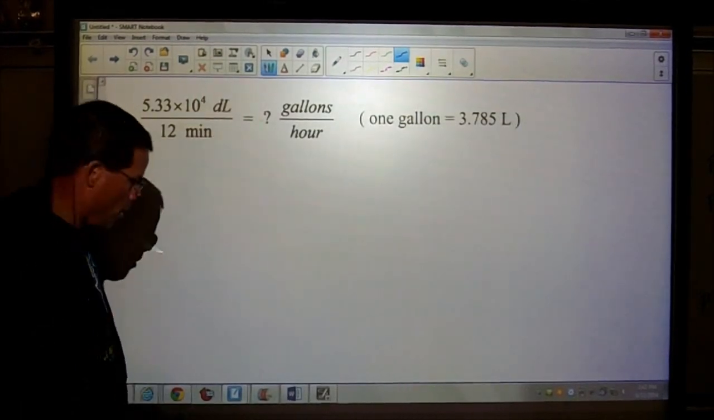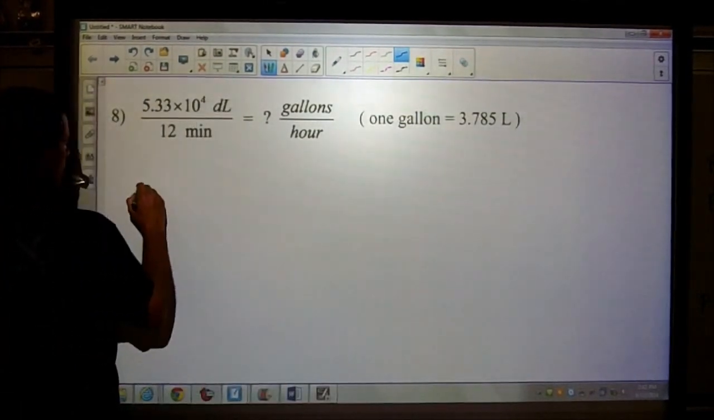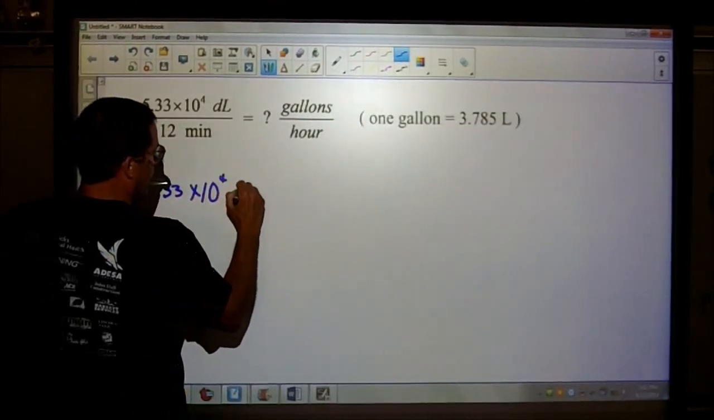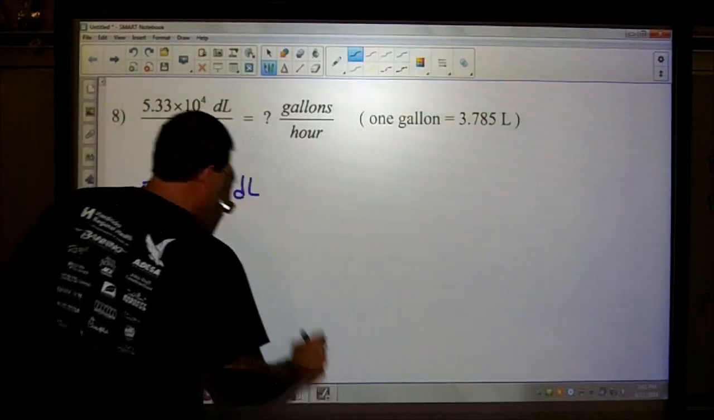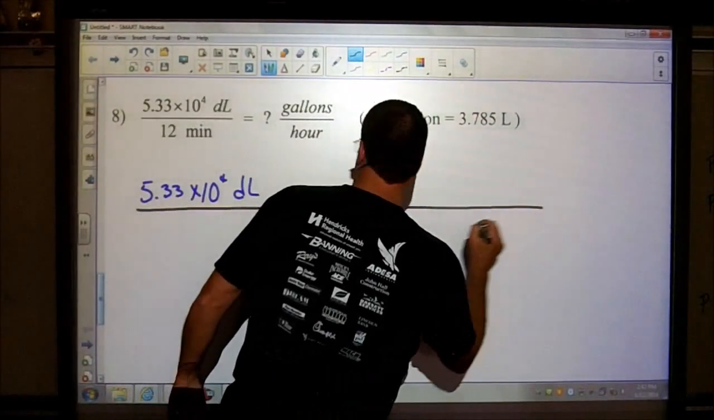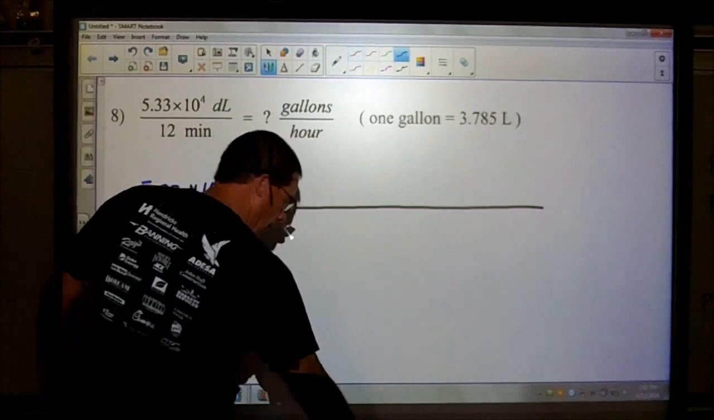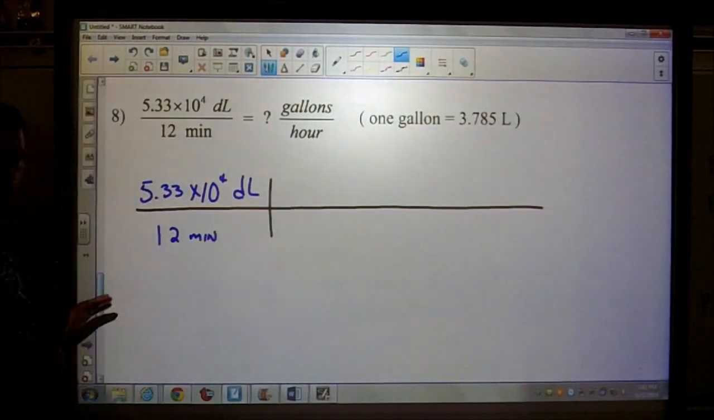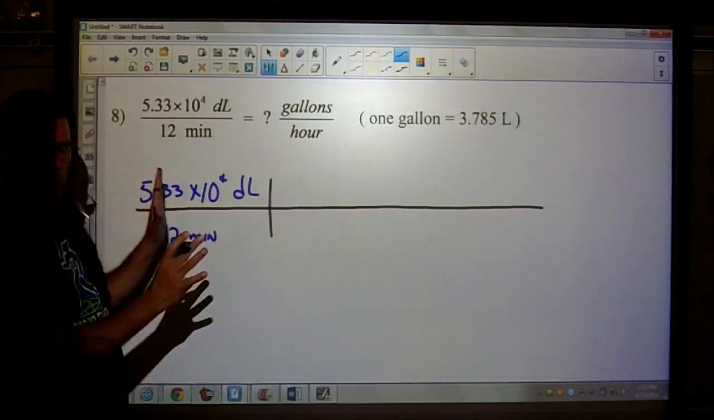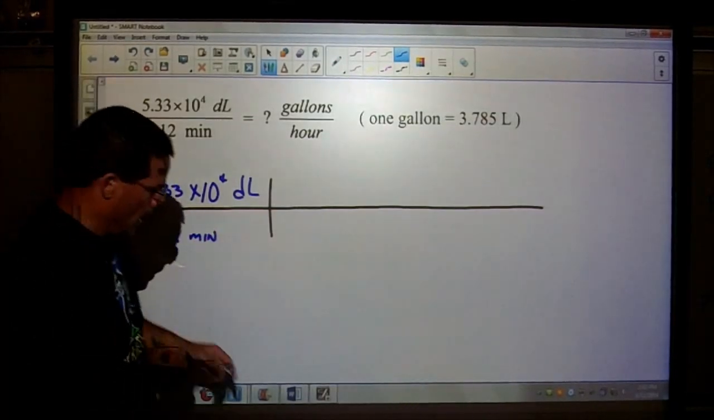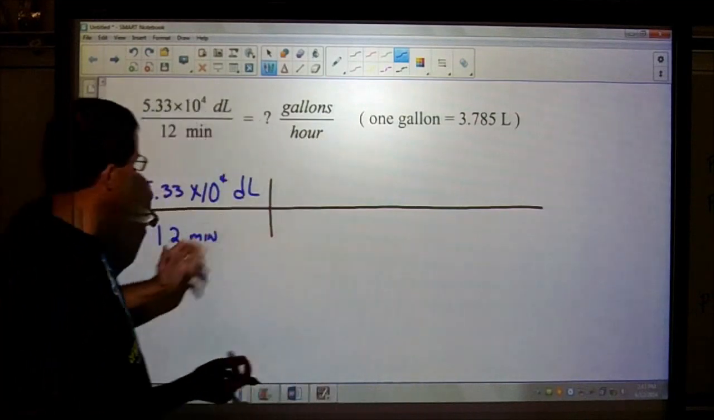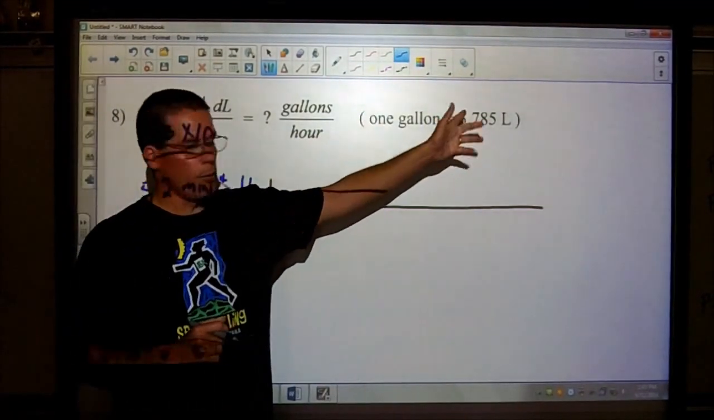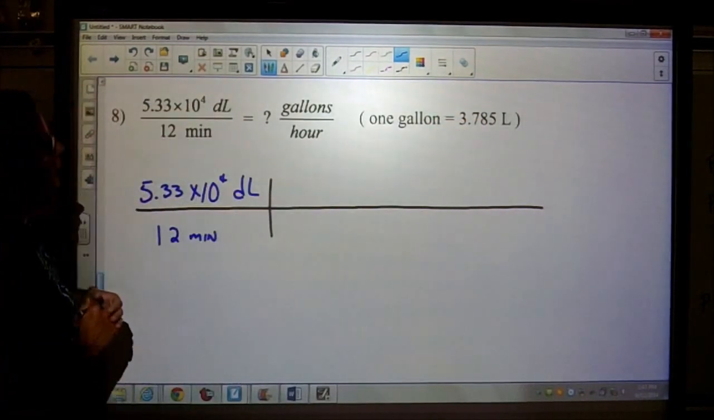So write down what you know. So in this case here, we know we have 5.33 times 10 to the 4 deciliters. And that's for every 12 minutes. So we'll worry about that 12 in a little bit. But for right now, don't freak out about that. Which one do you want to do first? It actually doesn't matter because you're given a conversion. 1 gallon equals 3.785 liters.